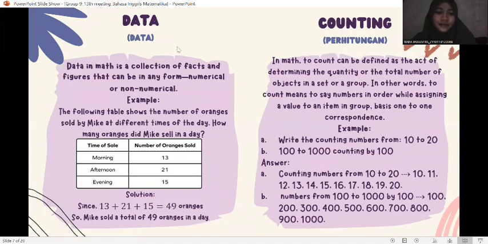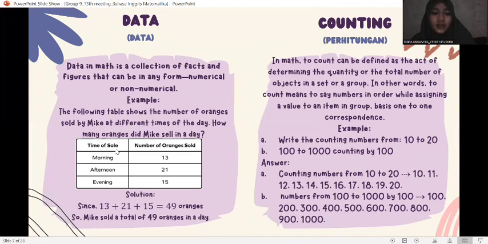Next is data. Data in math is a collection of facts and figures that can be in any form, numerical or non-numerical. Example, the following table shows the number of oranges sold by Mike at different times of the day. How many oranges did Mike sell in a day? The solution is from the problem in the example here. We can draw a table from the information in the question.